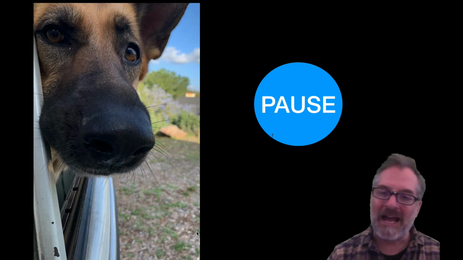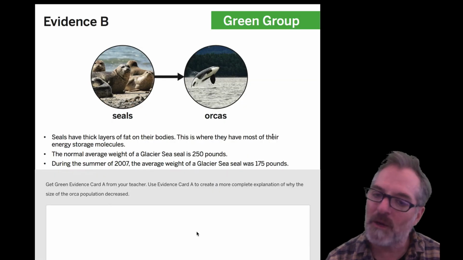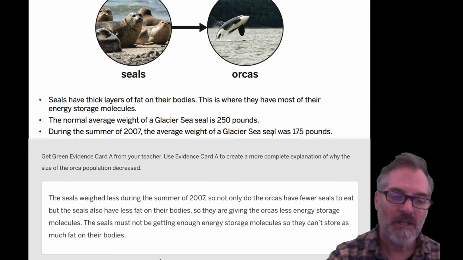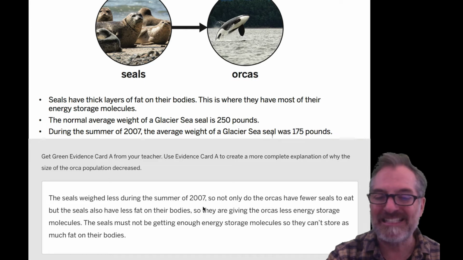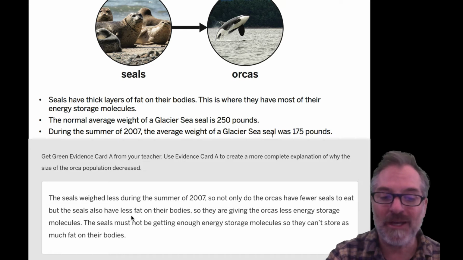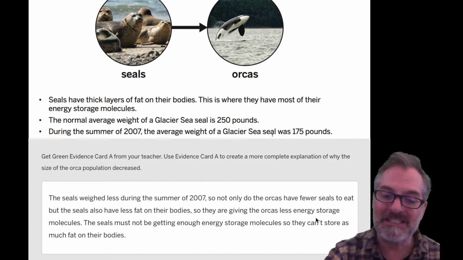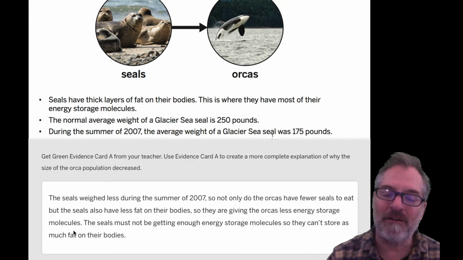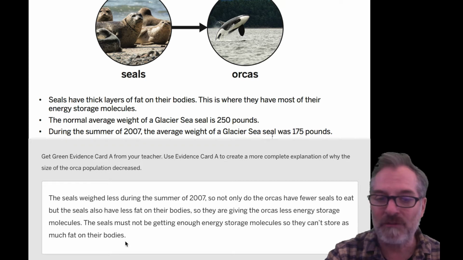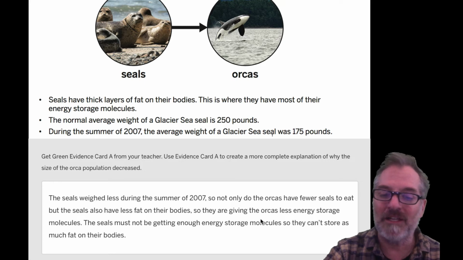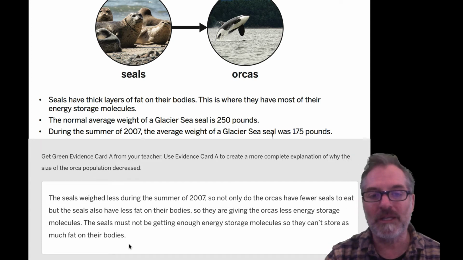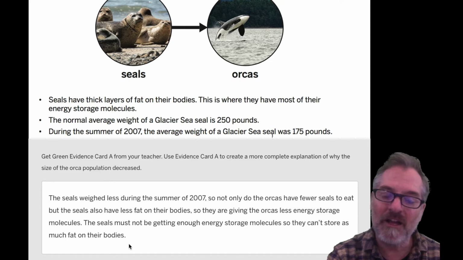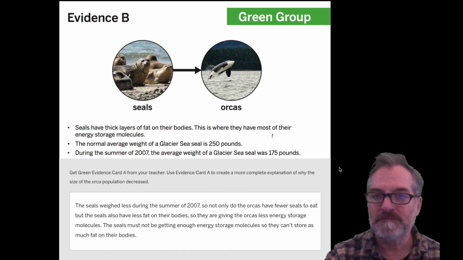All right, now that we're back, let's take a look at my response and compare it to what you had down for your response. The seals weighed less during the summer of 2007. So not only did the orcas have fewer seals to eat, but the seals also had less fat on their bodies. So they're giving the orcas fewer energy storage molecules. So basically just saying these skinny seals that were down on their body weight are not providing as many calories for the orcas. The seals must not be getting enough energy storage molecules, so they can't store as much fat on their bodies. So again, underline if you had any things that I had on there and go ahead and add to improve your answer. All right.